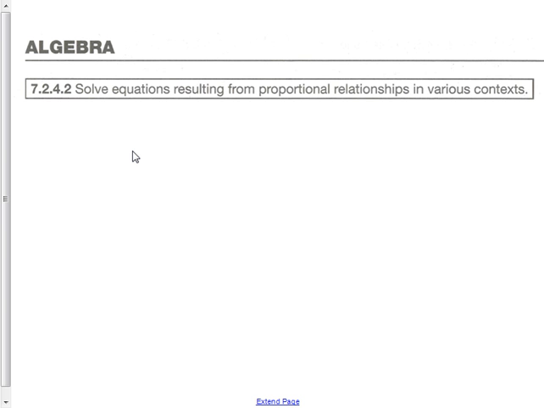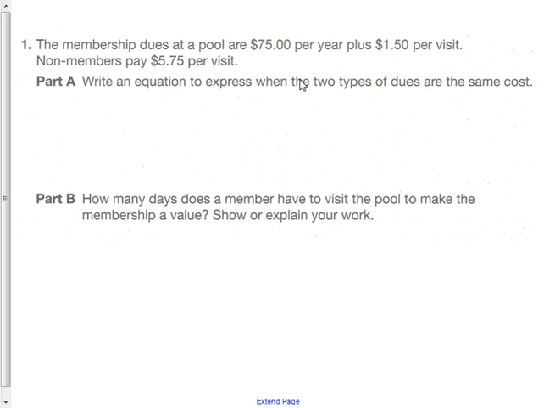All right, so this lesson is going to cover 7.2.4.2, solve equations resulting from proportional relationships in various contexts. Again, the key word here is proportion. So in part A, we need to write an equation to express when the two types of dues are the same cost.